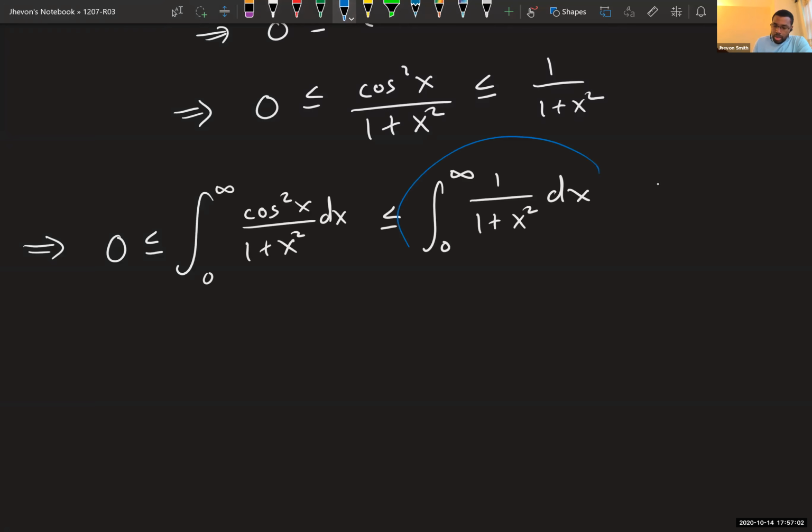Now, what can you tell me about this integral? It's arctangent. You can actually compute it, and it would be finite. You could even go better. So you wouldn't even have to compute it. So we can compute this. What would it converge to? Arctangent of x, if you plug in infinity, you get pi over 2. It converges to pi over 2.